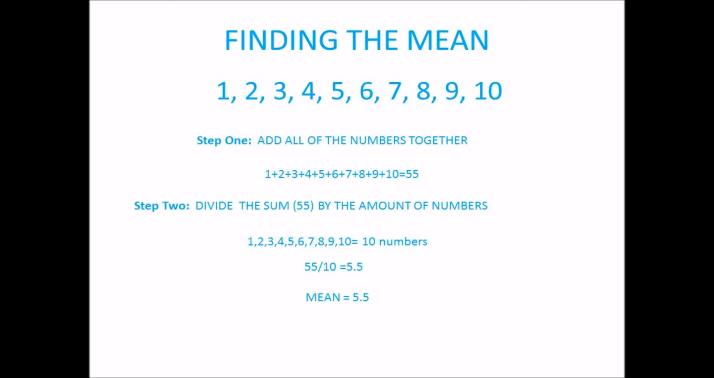We already know that the sum of the numbers is 55. So now we need to know how many numbers we have. By counting the numbers on the list, we can see there are 10 numbers. Now we divide the sum from the first step by 10. 55 divided by 10 equals 5.5. This is the mean.